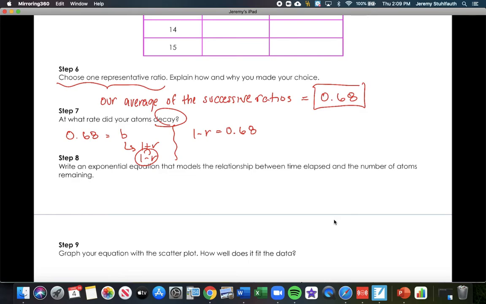Now we want to solve for r. So I'm going to subtract 1 from both sides. We get negative r equals negative 0.32. And then if we multiply both sides by negative 1, we get r equals 0.32. So our rate would be 32%, which means that 32% of the atoms are decaying each year.